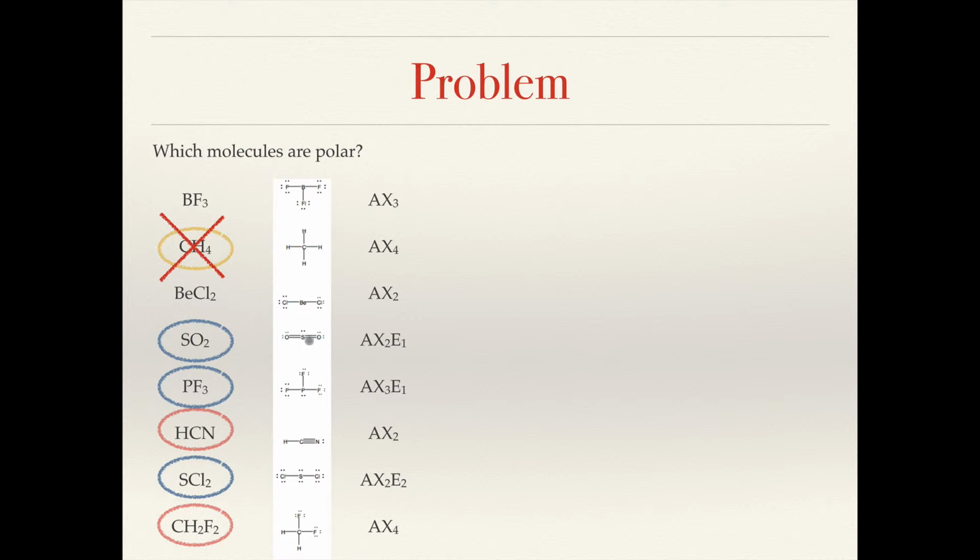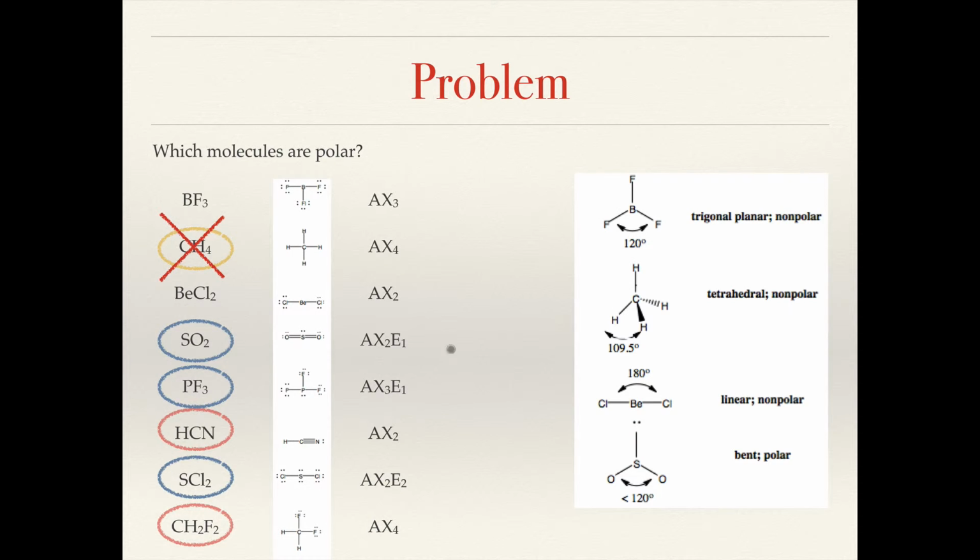Double bonds and triple bonds are ignored, so this would be AX2E1 because the sulfur is connected to two oxygen atoms and it has one lone pair. Here's another example. Sulfur has two lone pairs, so it would be AX2E2 because two outer atoms. Overall, it shouldn't be too complicated to generate this notation.